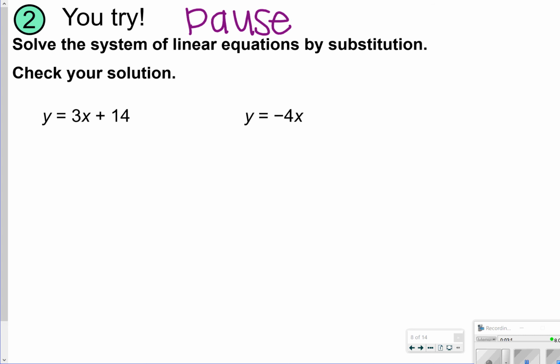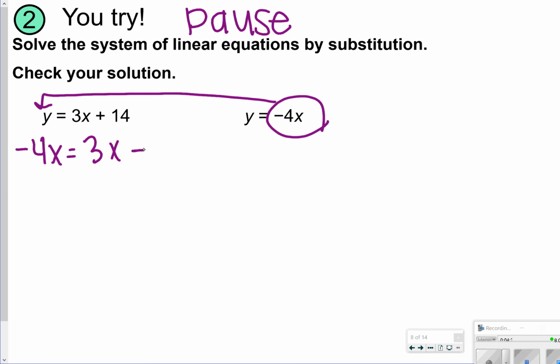Alright, so what I did here is I had y is equal to 3x plus 14 for one of them, and I have y is equal to negative 4x. Because I already have y solved, I'm just going to plug this in right here. So it's going to be negative 4x is equal to 3x plus 14. So I'm basically just substituting.